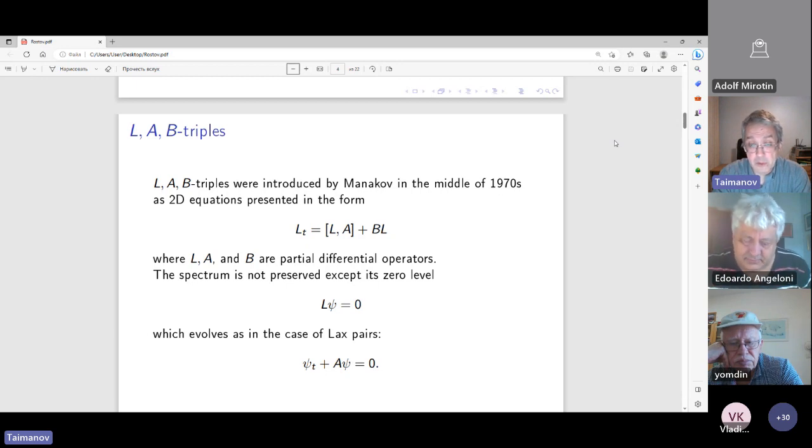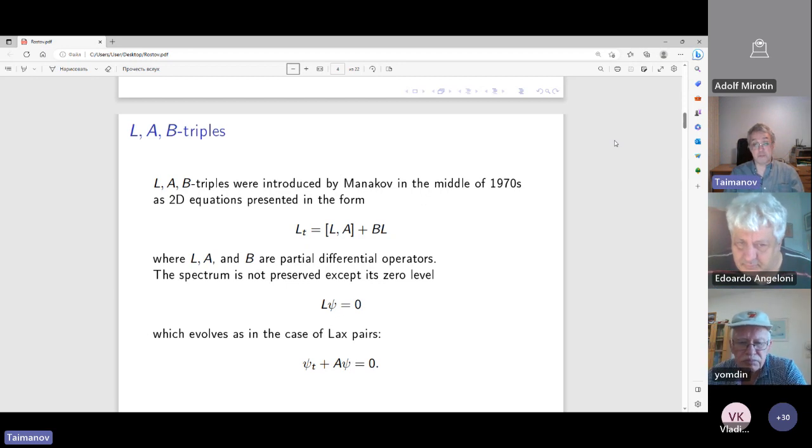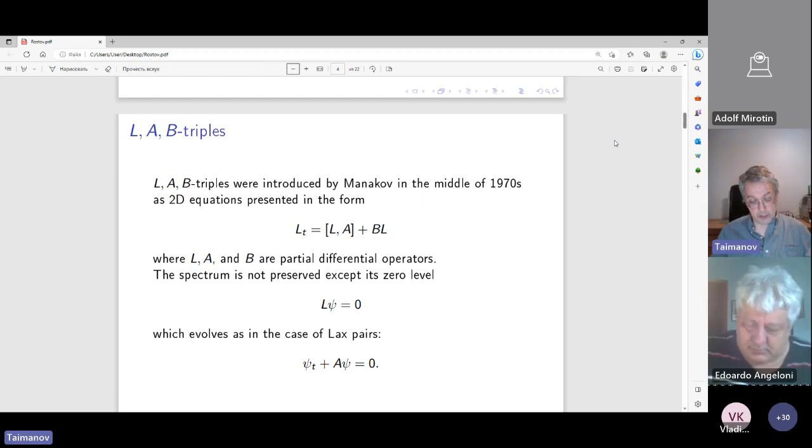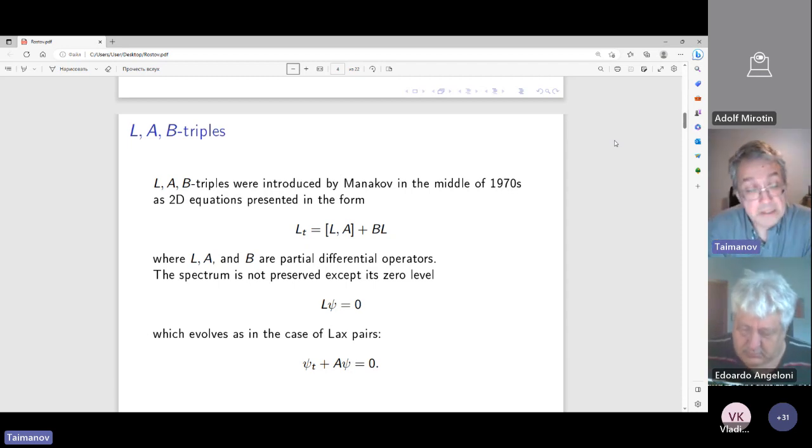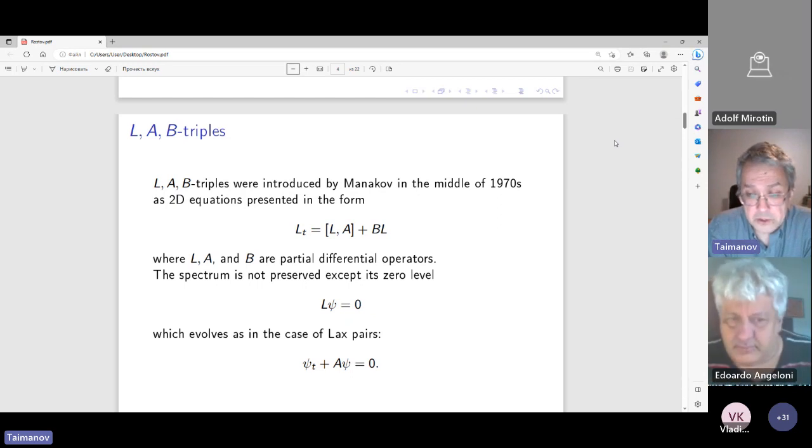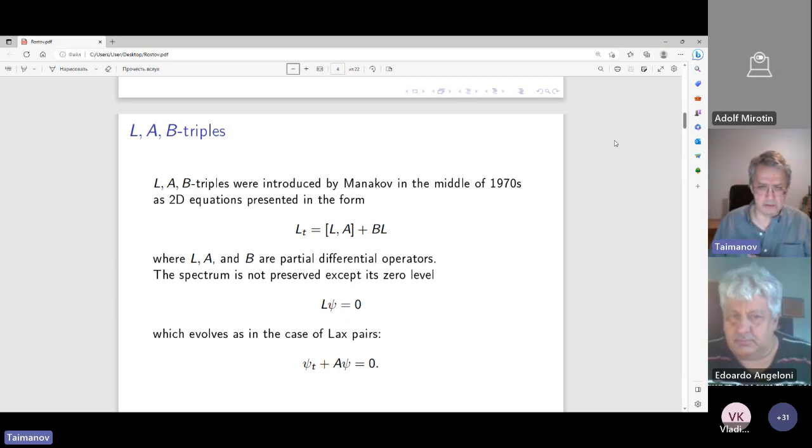So if L psi equals 0 and psi is a solution of the equation psi_t plus A psi equals 0, then it deforms the solutions of this equation and preserves the equation L psi equals 0. So we have an eigenfunction on the zero energy level, we deform the potential of L, and the eigenfunction also deforms.